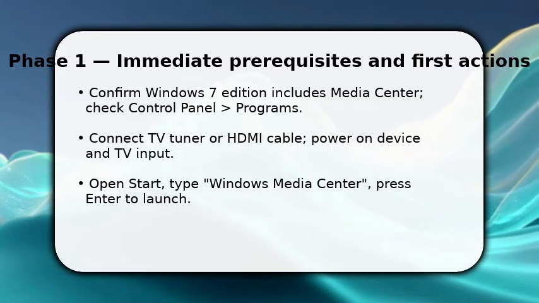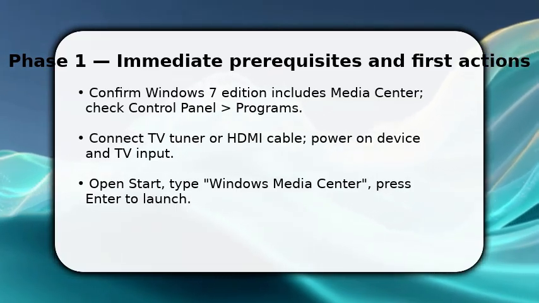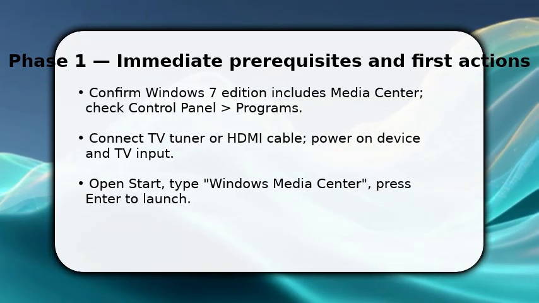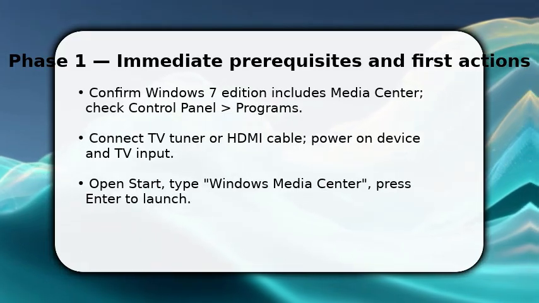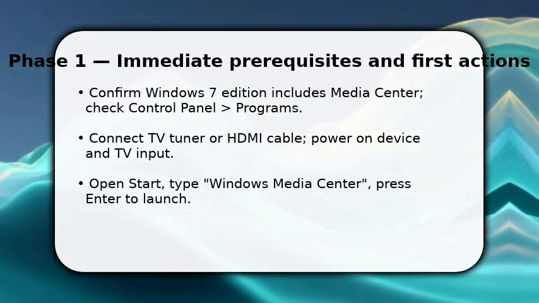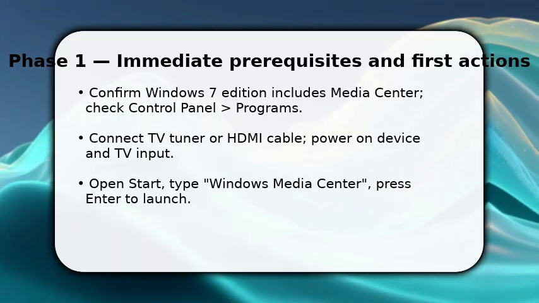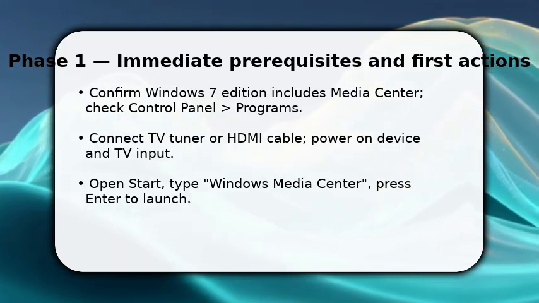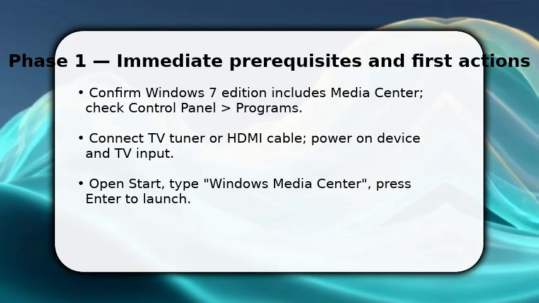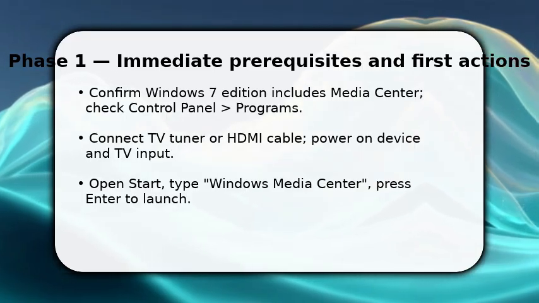You start by confirming Windows 7 actually has Media Center installed. Make sure your edition supports it. Plug in a TV tuner or connect HDMI, then switch your TV to the correct input so the signal is live. Once done, open Start, type Windows Media Center, and press Enter to launch.